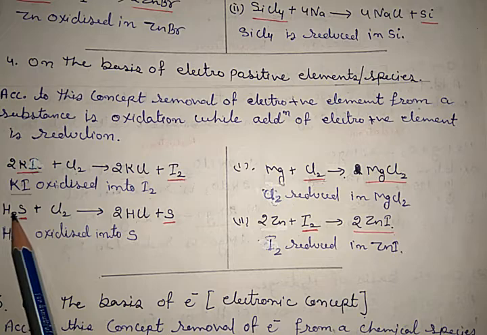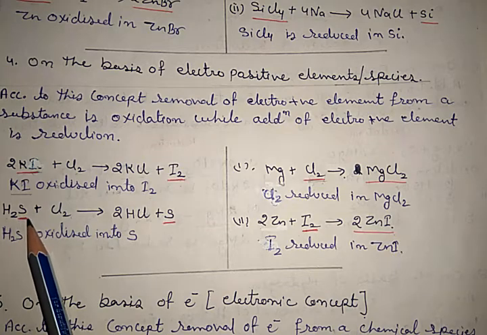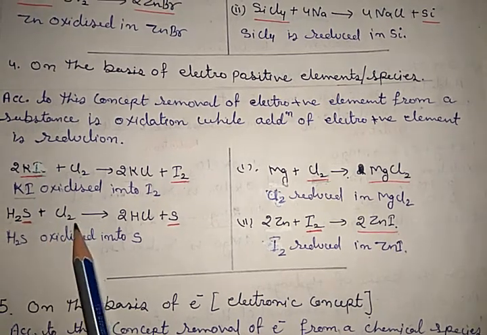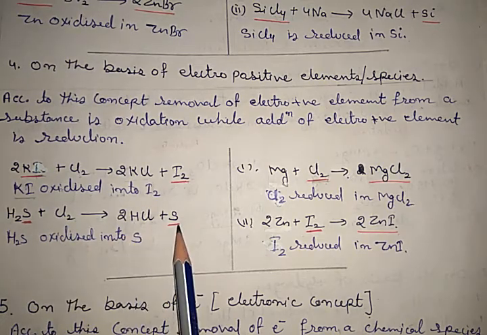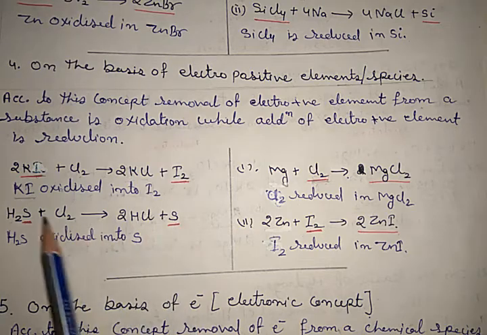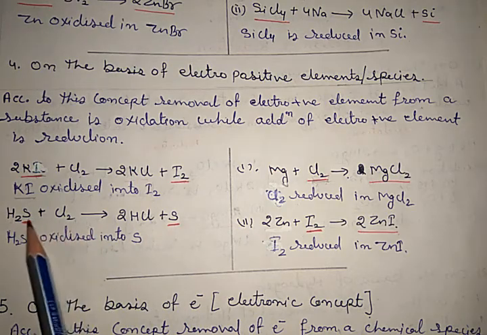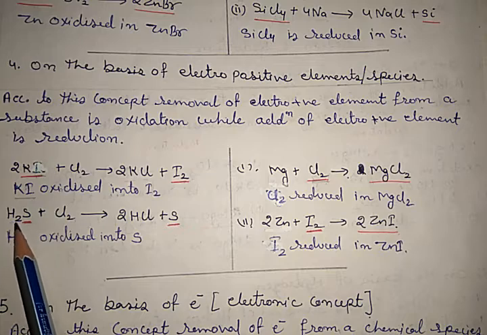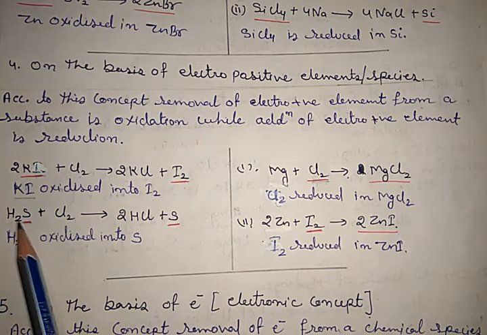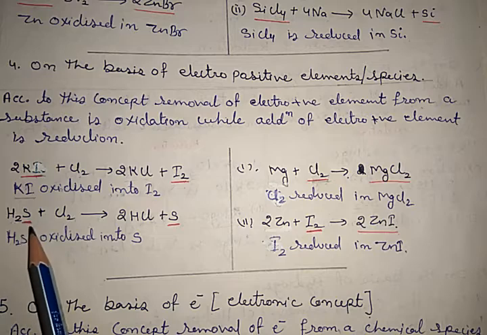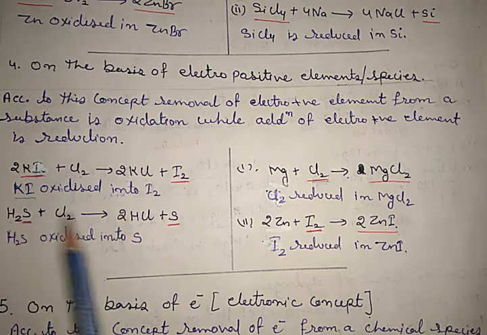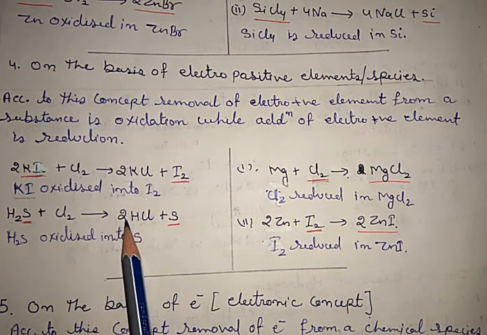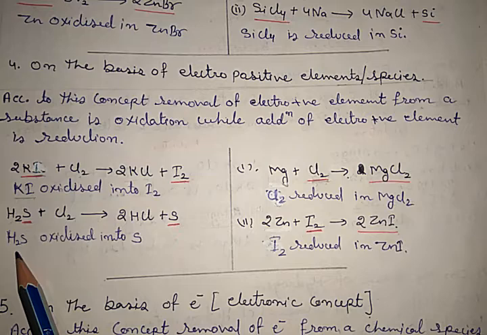Got it? Here in the second example, H2S reacts with Cl2. This hydrogen combines with chlorine and makes HCl and sulfur is released. This sulfur and this sulfur, there hydrogen was added, which is the electropositive part, electropositive because normally an H plus ion is formed by hydrogen. So hydrogen, that is electropositive part, is removed. That's why we can say that H2S is oxidized.